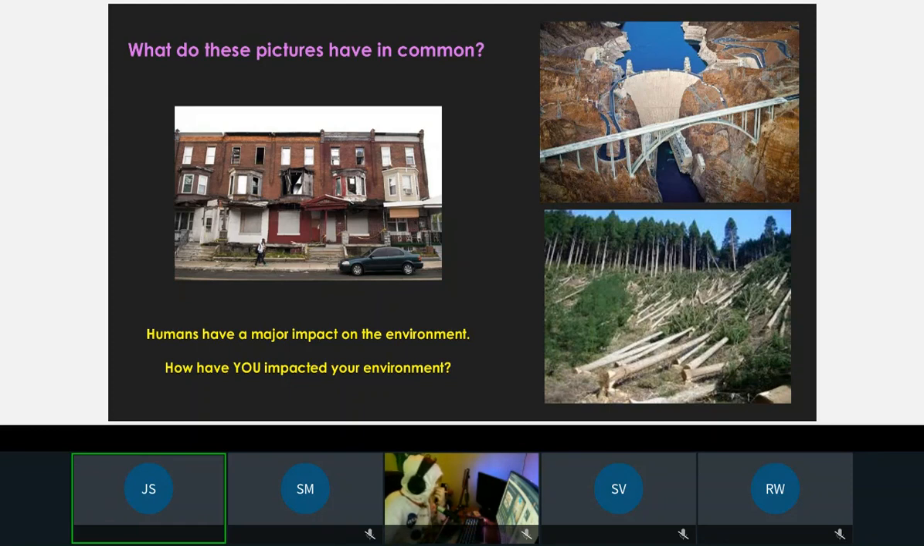What happens when logging is done improperly and you don't replant those trees and you lose all that land? You can have deforestation and desertification. Forests can turn to deserts, and then we have a problem because we depend on those trees, not just for wood, but for oxygen, right?